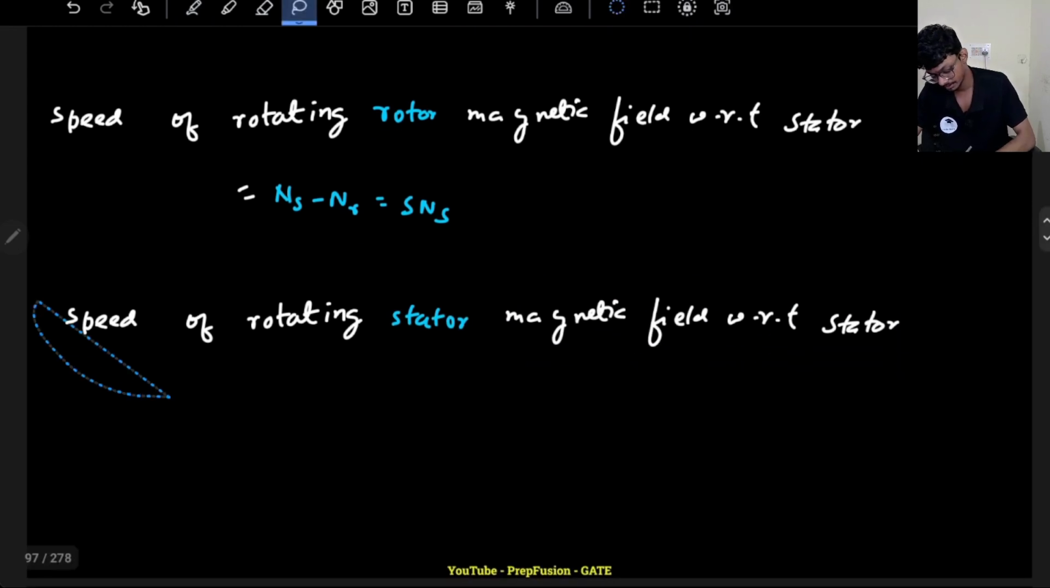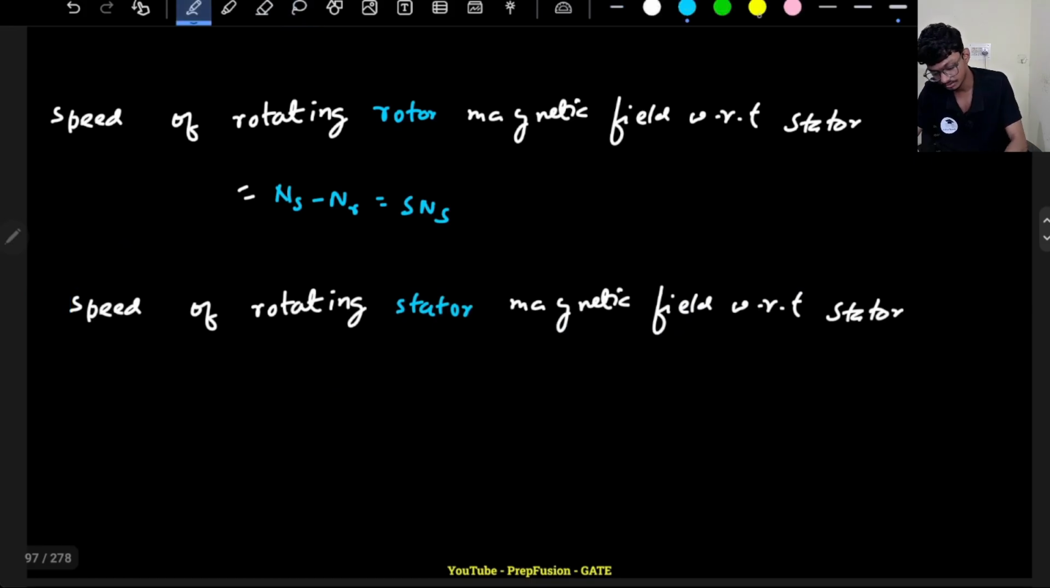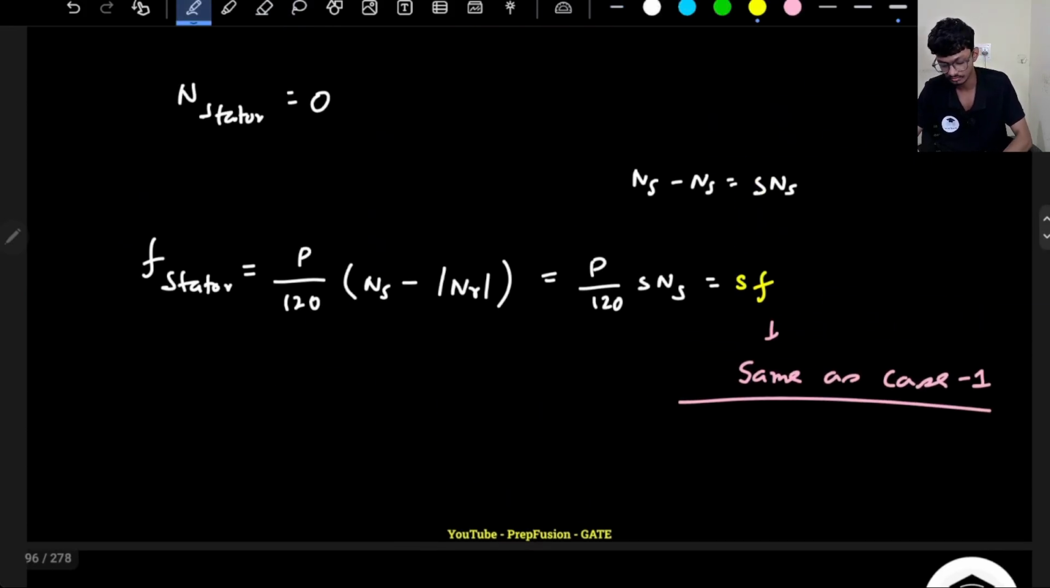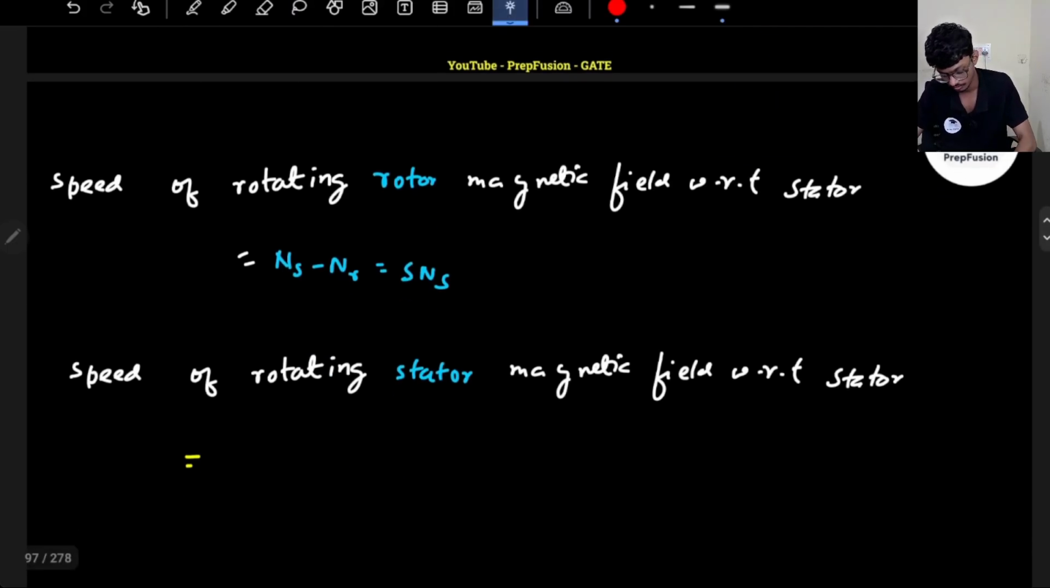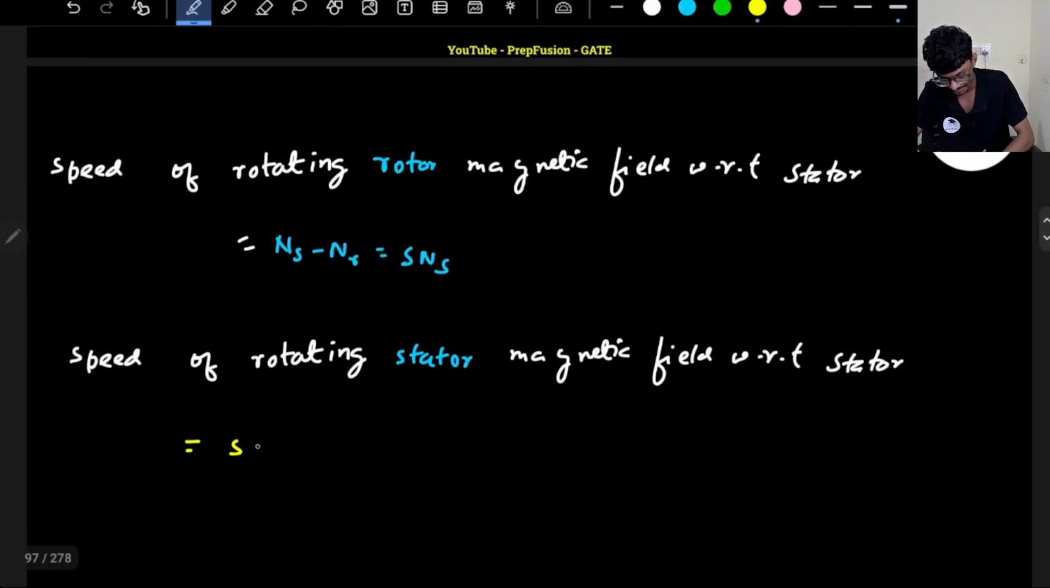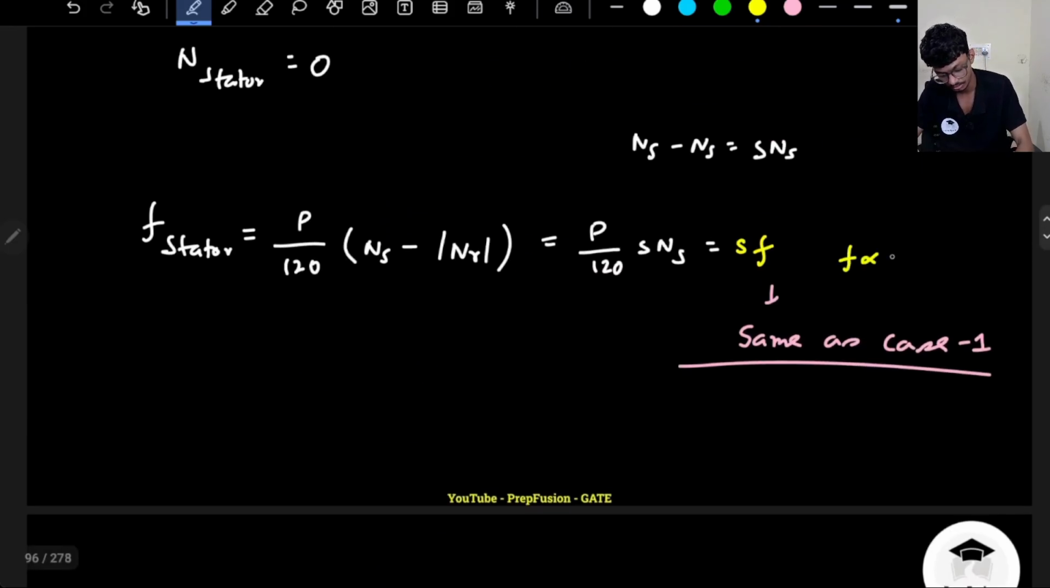Okay, speed of the stator magnetic field with respect to the stator will basically be the same, right? Because it depends on the frequency of the stator. What is the frequency of the stator? It is s into f. So s into f is what? s into ns basically, right? f is proportional to ns, right?